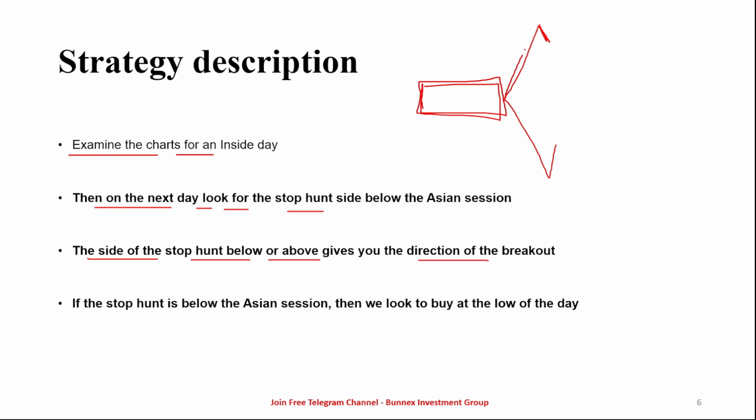So if the stop hand was this, we know that the breakout is going to be this side. If the side of the stop hand was this, we know that the breakout is going to be this side. So if the Asian stop hand is below the Asian session, then we look to buy at the low of the day. At these lows of the day, we want to look for properly nameable candlestick reversal patterns, right?